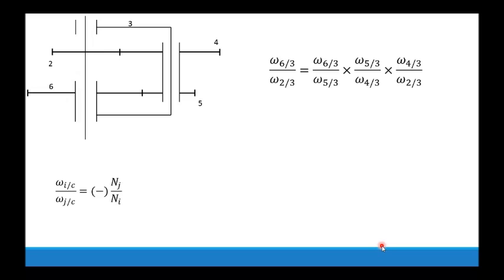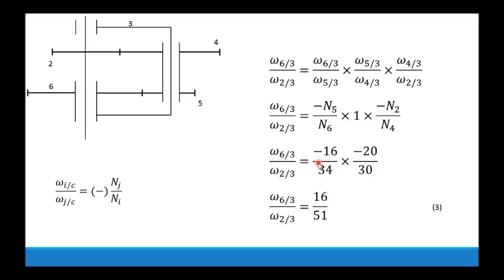Since the angular velocities of gear 4 and 5 are the same, this ratio would just tend to 1. Substituting the number of teeth then into the velocity ratios, we can get a simple value for the relationship between gear 6 and gear 2.